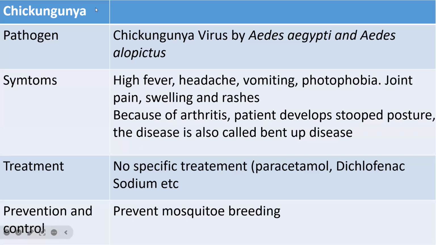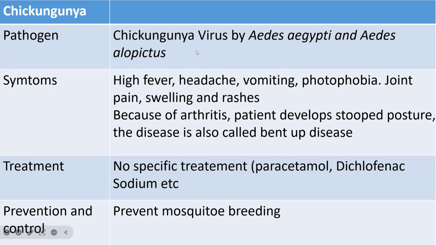The last one is chikungunya. Now chikungunya is caused due to a virus, chikungunya virus. And it is transferred by Aedes aegypti and Aedes albopictus. These are the vectors. Okay. So here you are getting both pathogen and vector. Vector is Aedes aegypti and Aedes albopictus. They are both mosquitoes.